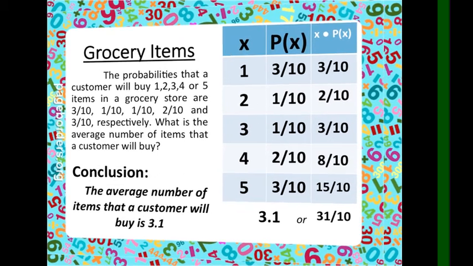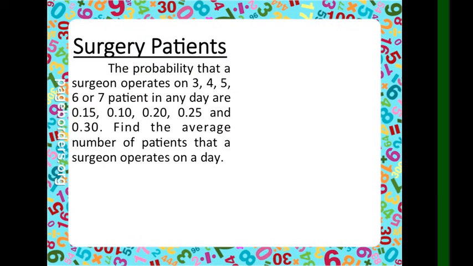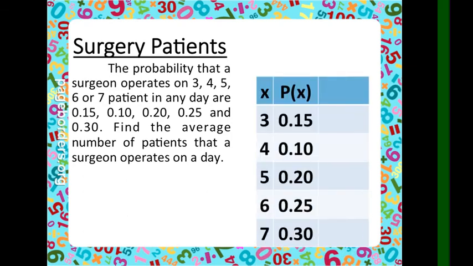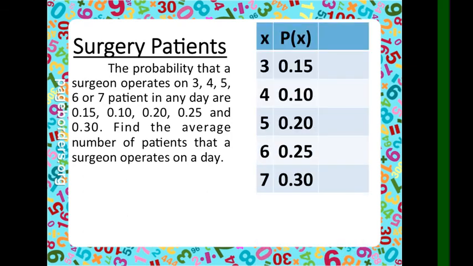Another example, surgery patients. So the probabilities that a surgeon operates on 3, 4, 5, 6, or 7 patients in a day are 0.15, 0.10, 0.20, 0.25, and 0.30. So find the average number of patients that a surgeon operates on a day. So here are the data. So we have x and p of x.